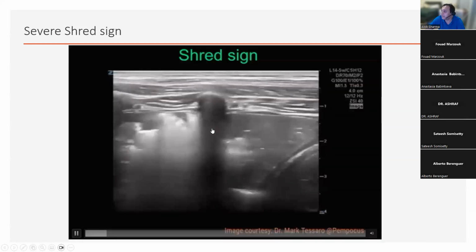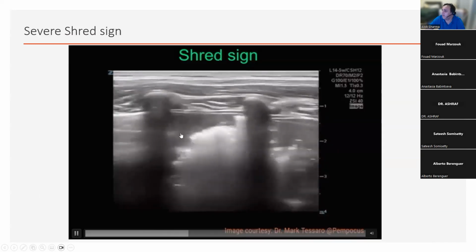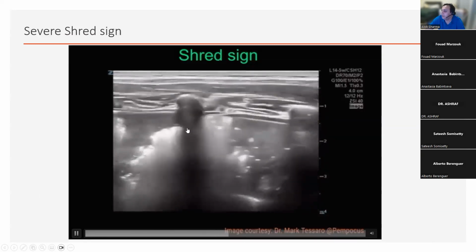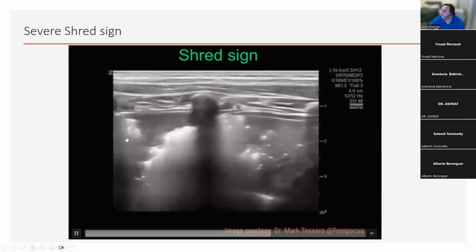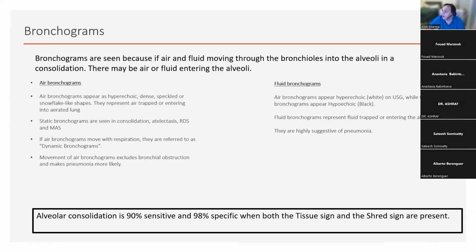And this is classical fractal sign, massive. Look at this, all fractal sign. That lung is very destroyed. So shred sign is a good marker of a pneumonic kind of consolidation.